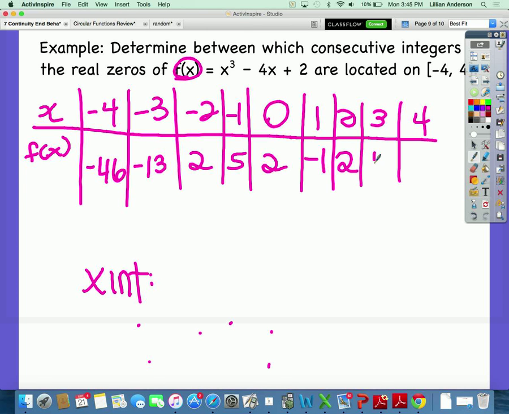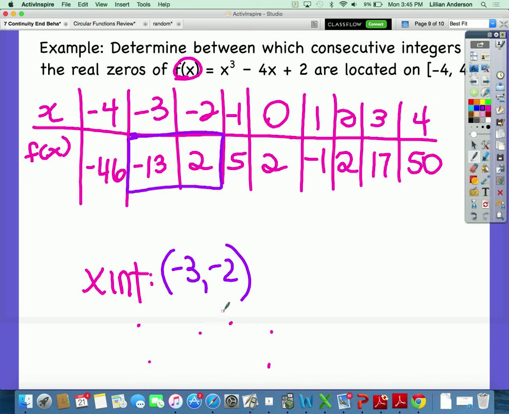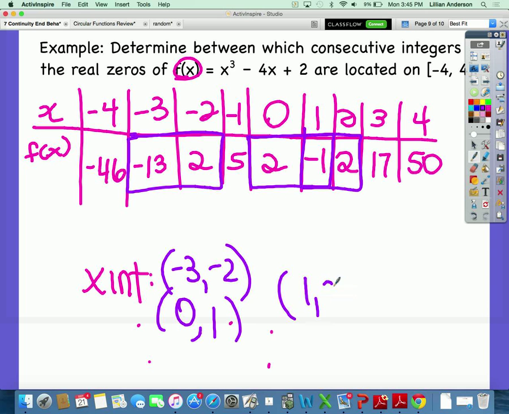And then we see that we have 2, 17, and 50. Now, right here, we see that we change signs from negative to positive. So that means between -3 and -2, there is an x-intercept. We also see right here that it changes signs again. So between 0 and 1, there is an x-intercept, and we also see right here that between 1 and 2, it changes signs. So that means that there are x-intercepts between -3 and -2, 0 and 1, and 1 and 2.